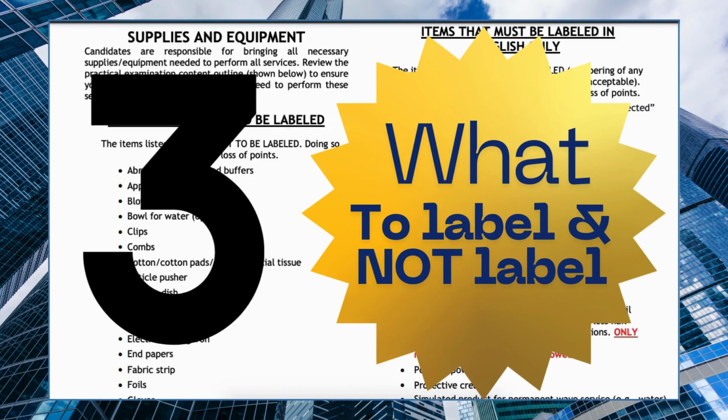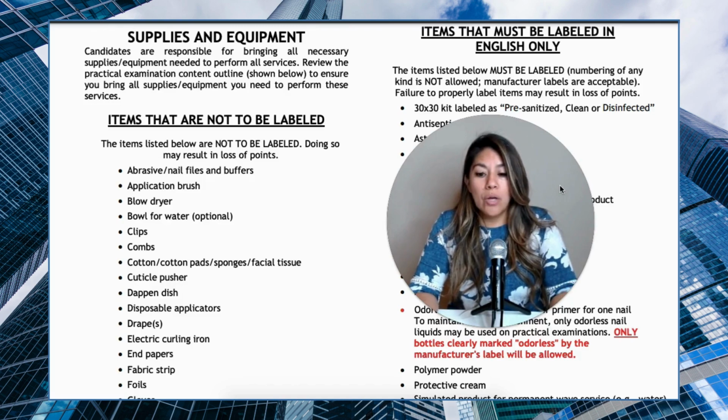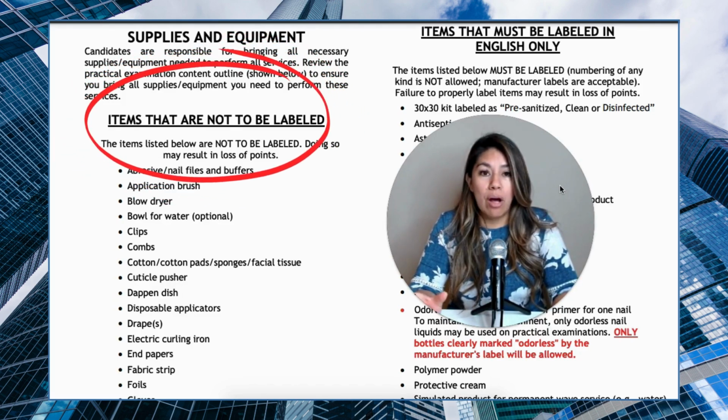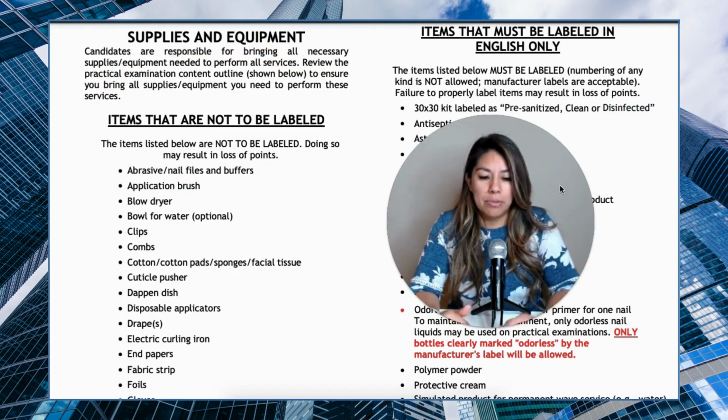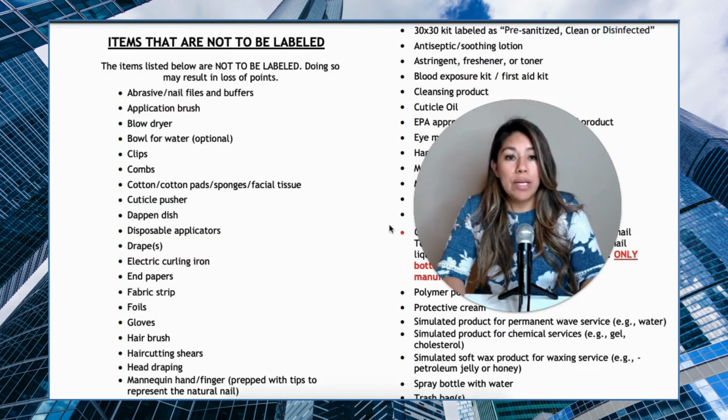In this page, we will go over the supplies and equipment. So you have two lists. On one side, you see items that are not labeled. So all these items should not be labeled. Then on the other side, you see items that must be labeled in English only. So here we have a list of all the items that should not be labeled. If you label them, you may lose points. So do not label these items.